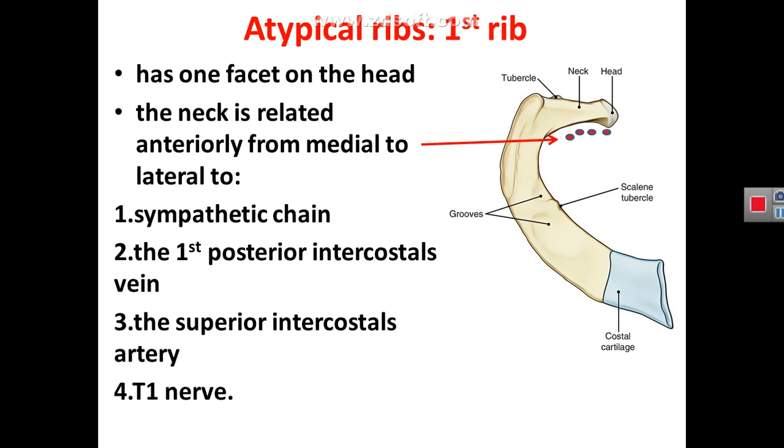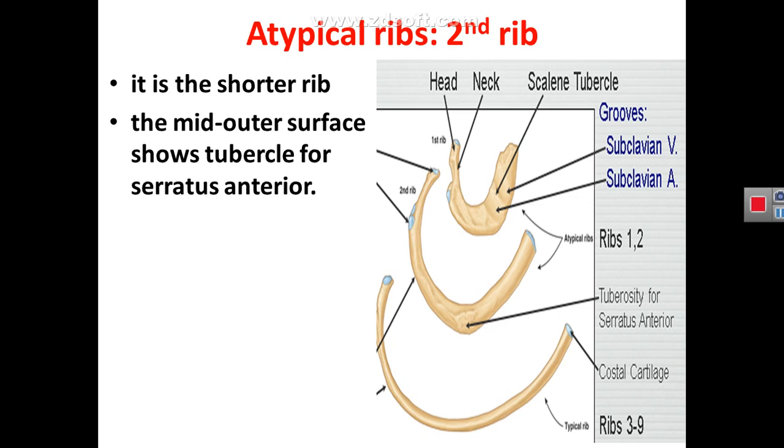The other atypical rib, as we said, is the second rib. Actually, the only feature that makes the second rib atypical, apart from being shorter than the typical, is that the second rib contains a large tuberosity on the middle of its lateral surface, which is called the tuberosity for serratus anterior, serving for attachment of a muscle which is called serratus anterior. Other features of the second rib simulate those of the typical.